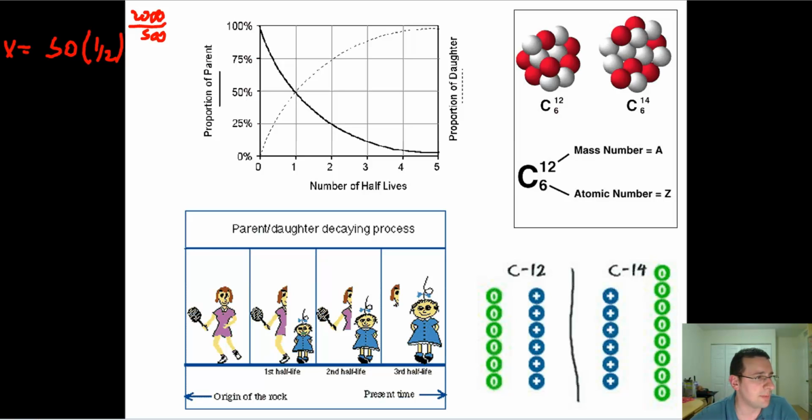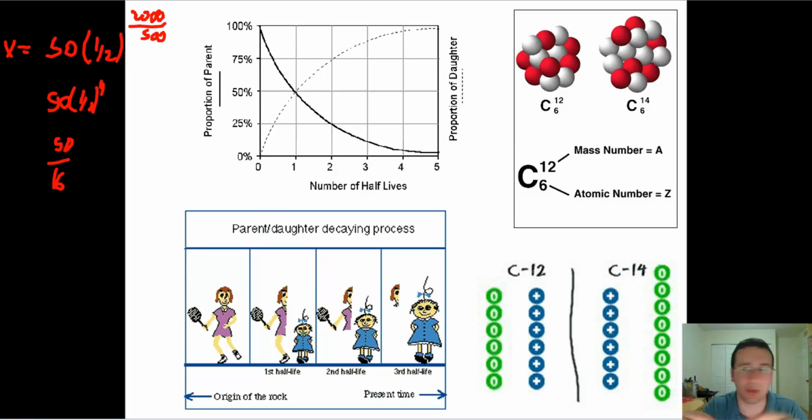That's going to be a little easier, because all you're going to do is 50 times 1/2 to the 4th power, and 1/2 to the 4th power is going to be 2, 4, 8, 16. So 50 divided by 16. And that's going to be the amount that you have left at the end of those 4 half-lives.